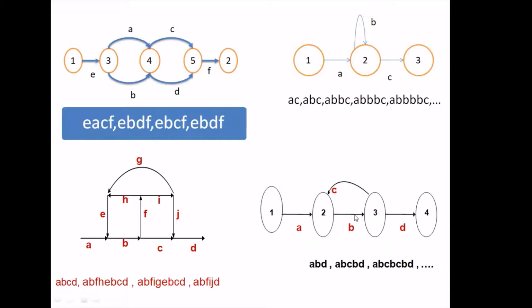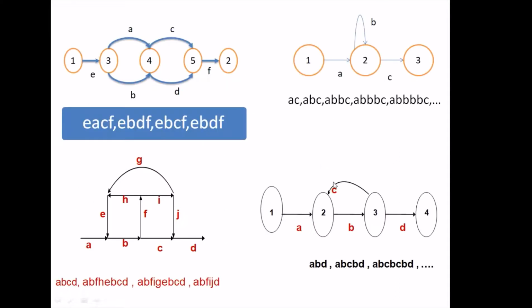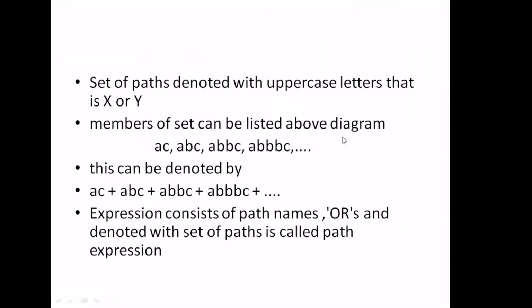and each link has a link weight. So here members of the set can be AC, ABC, ABBC, and so on. Here this particular loop is repeating and we are getting a number of different path names. These paths can be summed up with plus. So this particular thing we can call an expression.